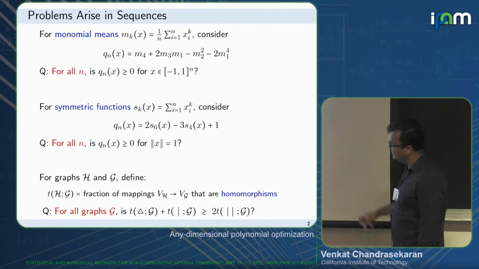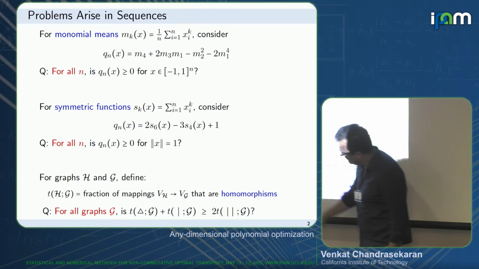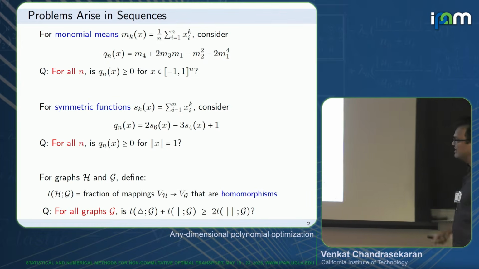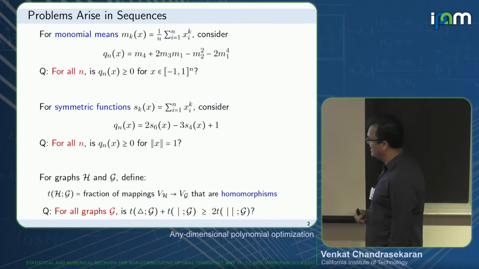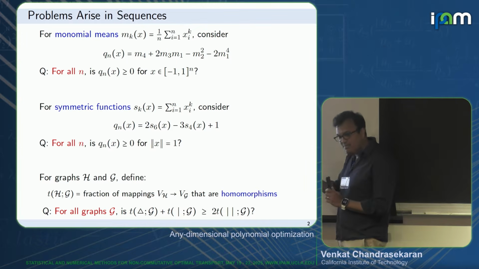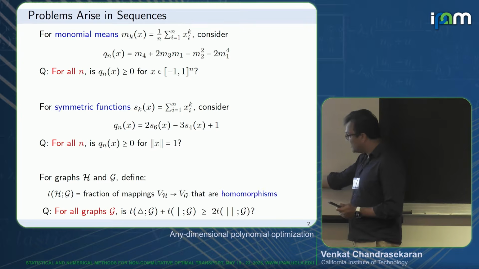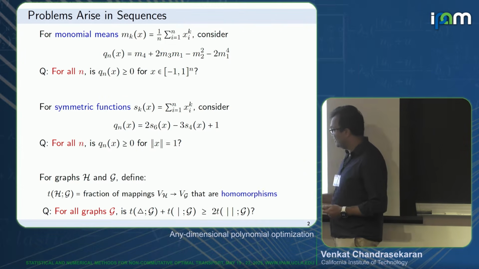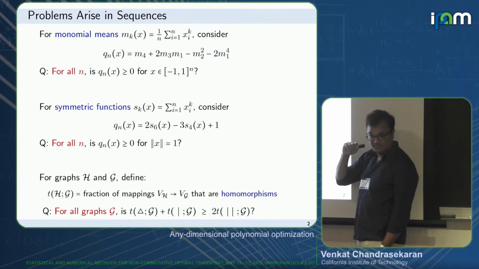A third example of this kind of phenomenon is one arising in extremal combinatorics. Here you have graphs h and g, and this expression t of h comma g is the fraction of mappings from the vertices of h to the vertices of g that are homomorphisms. So roughly speaking and formally, the number of copies, if you will, of h inside g. And the question we're interested in, potentially, is does this inequality hold for all possible graphs, meaning for all possible g's and any number of nodes?